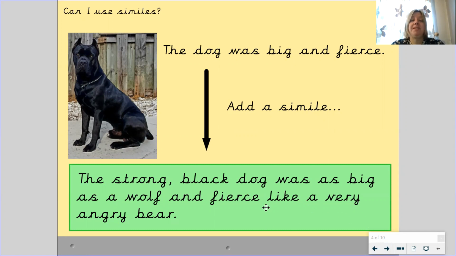So let's think about this sentence. The strong black dog was as big as a wolf. So we've compared the dog to a wolf using the simile as. Then we've also included another idea in our sentence, and fierce like a very angry bear. So we've said that the dog is fierce, and we've compared this to an angry bear using the simile like.